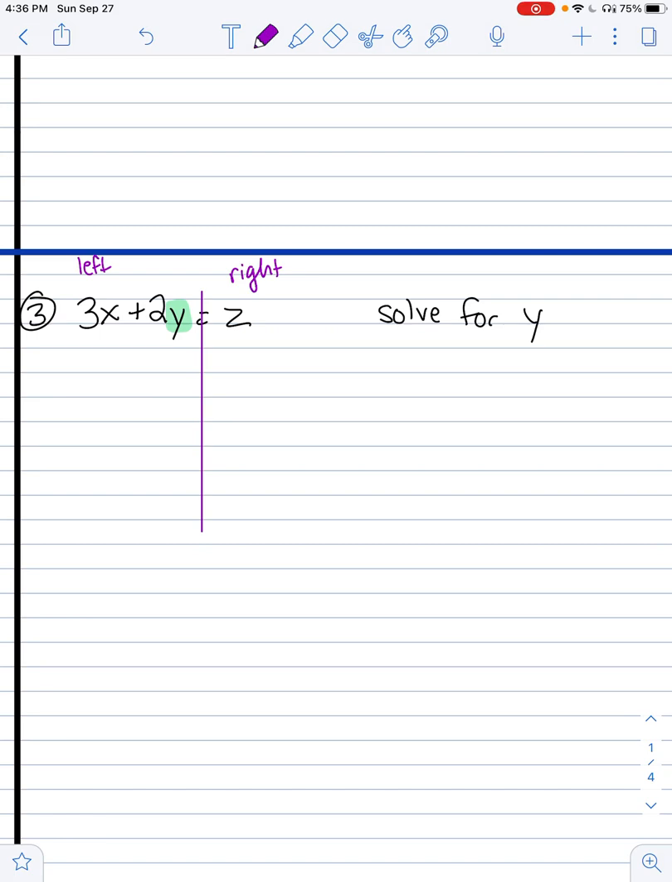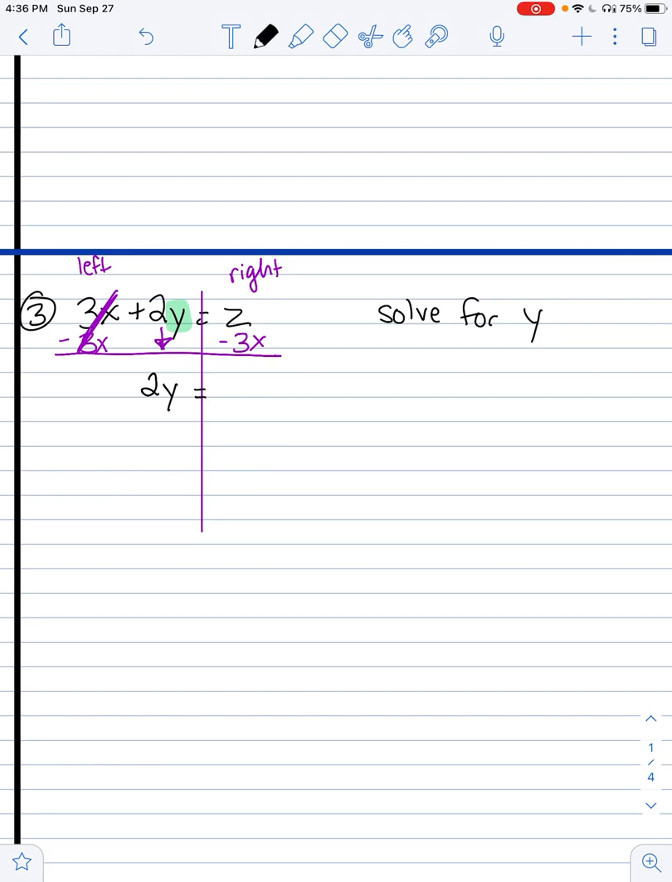So I need to get this y by itself, and right now I can't really do anything with that y because that 2 is attached to it, and so is this 3x. So I'm going to first get rid of this 3x, and since my 3x is positive, I'm going to subtract 3x on both sides. So my 3x's cancel each other out. My 2y gets brought down to the next line. And then I have z minus 3x.